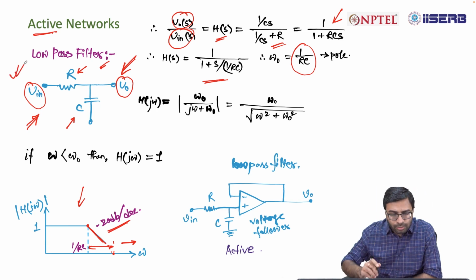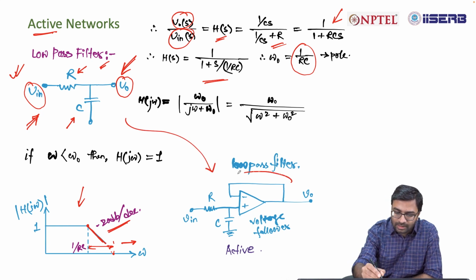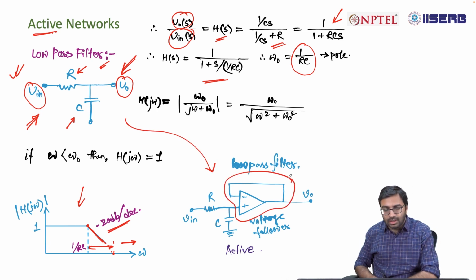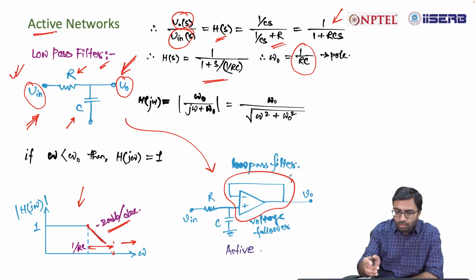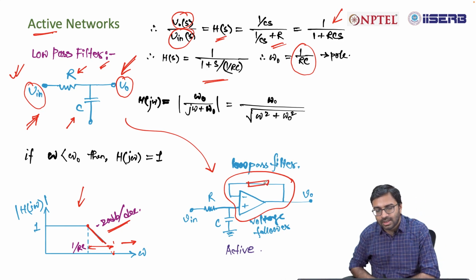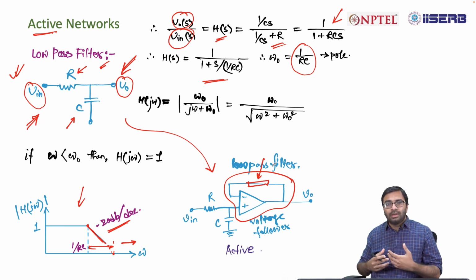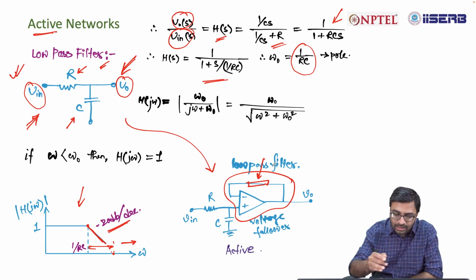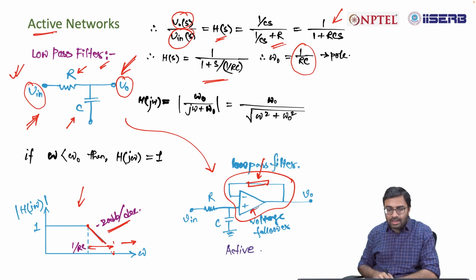Similarly, the corresponding active network is something like this, where you have connected the circuit with a voltage follower. Now, if you add some resistance or passive component here, you will also be able to get some gain from this circuit. That's why it's called an active network. Here the op amp is your active component.